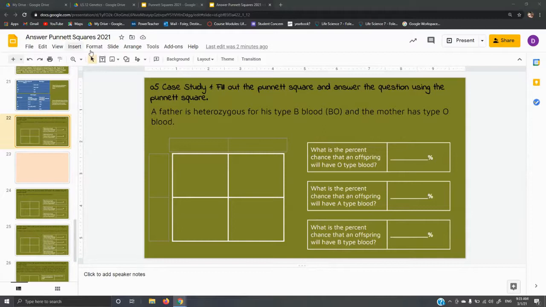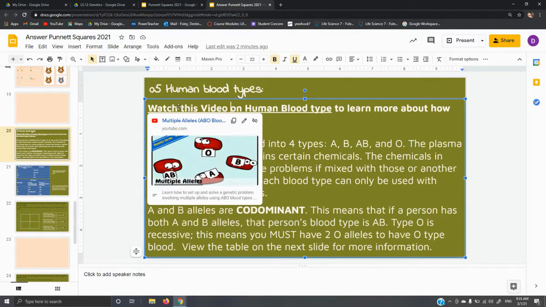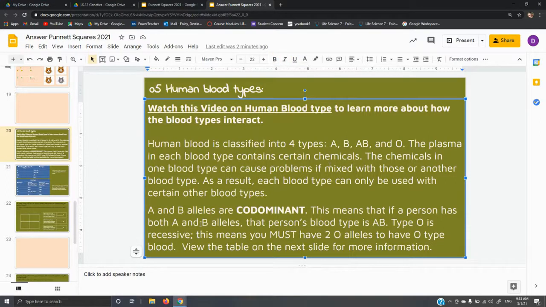For the blood type, this is going to be the only slide I'm going to go over with you all. Quick overview. There are some words that are new to you here. If you watch this video, that's on slide 20, it's talking about multiple alleles and it's talking about A, B, and O blood types. So A and B are co-dominant.